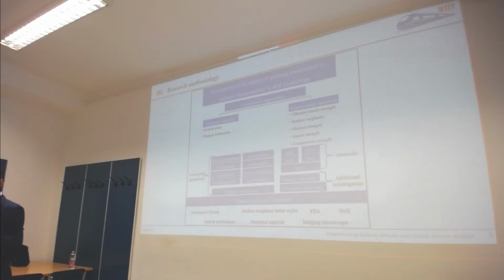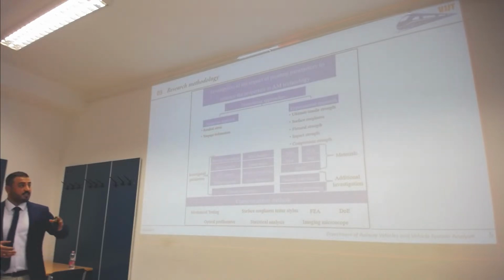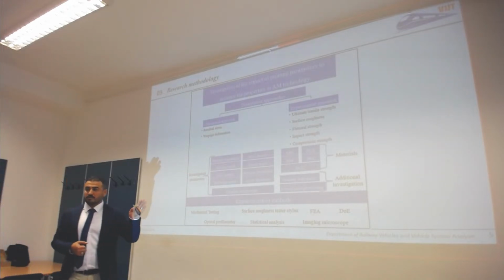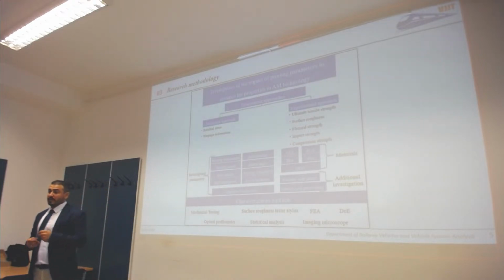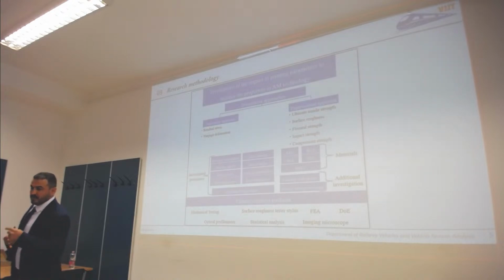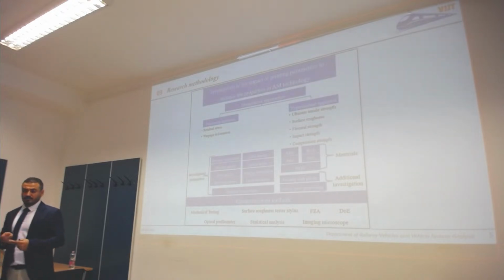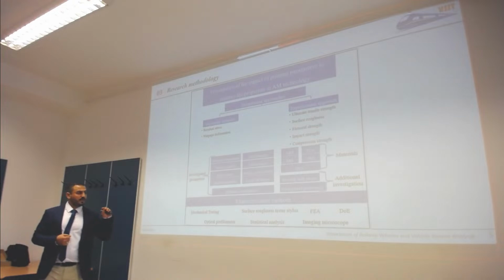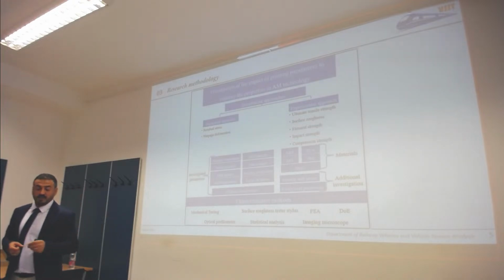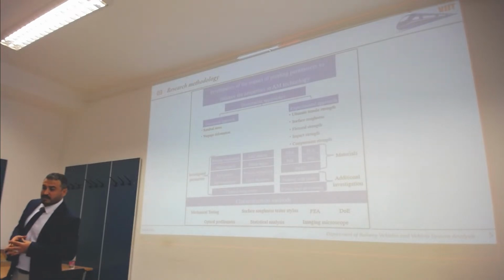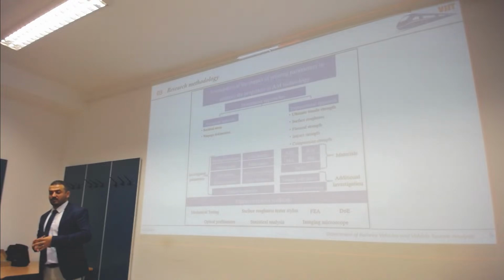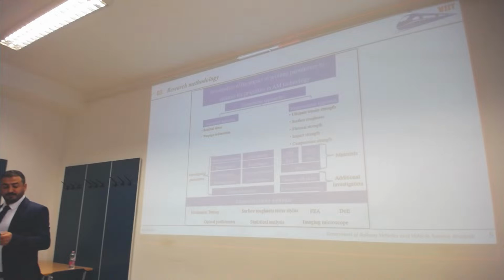For these approaches I used 5 types of different materials. I also investigated 9 different parameters. I also made 2 additional investigations: printing with pause and ironing post-processing. The characterization methods that I used: mechanical testing, surface roughness stylus tester, finite element analysis, design of experiments, optical profilometry, statistical analysis, and imaging microscopy.